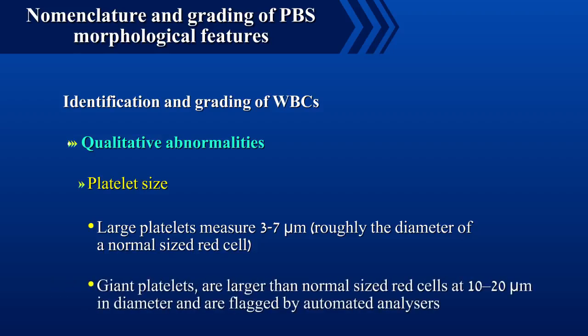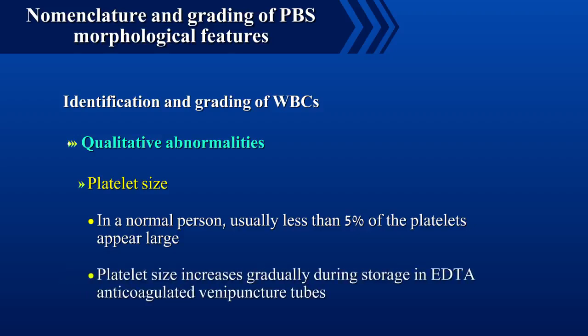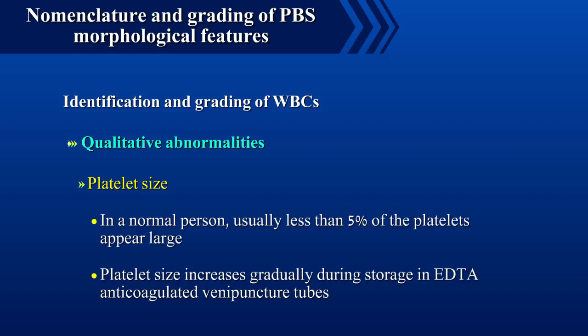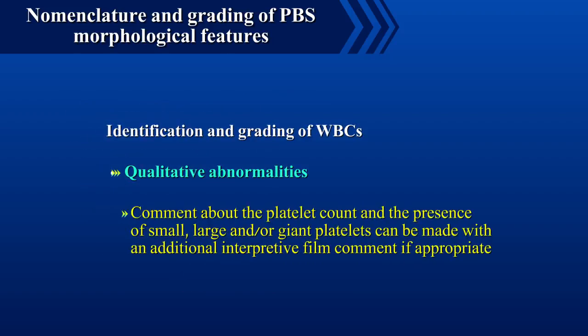Whilst giant platelets are larger than normal sized red cells at 10 to 20 microns in diameter and are flagged by automated analyzers. In a normal person, usually less than 5% of the platelets appear large. Platelet size increases gradually during storage in EDTA anticoagulated venipuncture tubes. It is recommended that giant platelets be graded. A comment about the platelet count and the presence of small, large, and or giant platelets can be made with an additional interpretive film comment if appropriate.